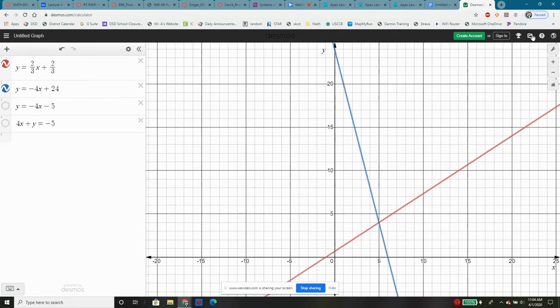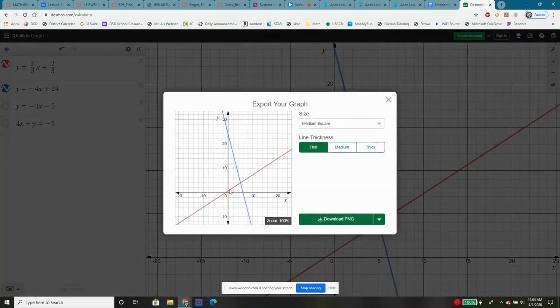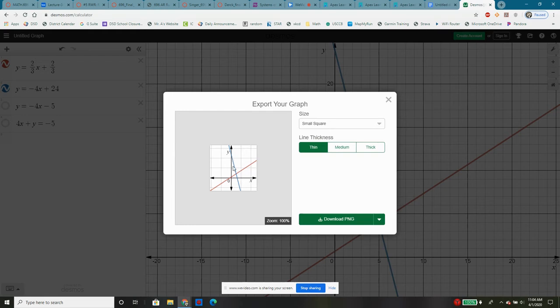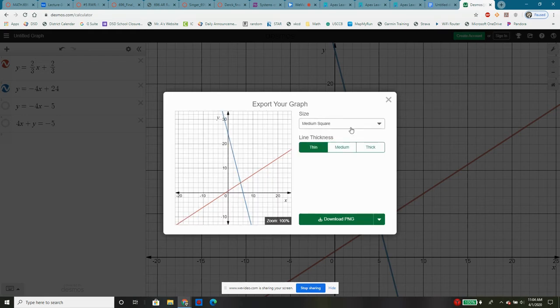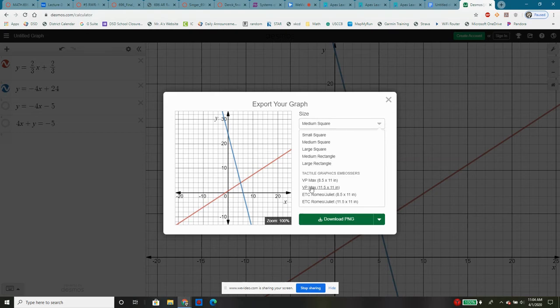Okay, so go to this share graph, click there, go to export image, and then you get this little screenshot of the graph. And there's different options. You can do medium square, small square. I don't like small square as much because it doesn't give you any of the detail. Medium square is probably one of the best sizes. You can make the lines thicker so it's easier to see, or medium. I usually like medium square, medium, but there's other options as well.